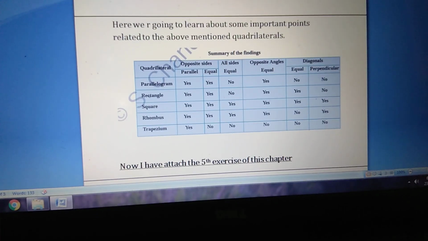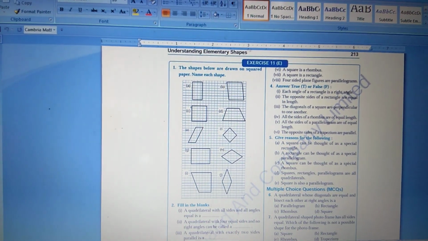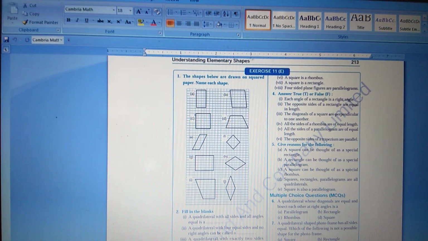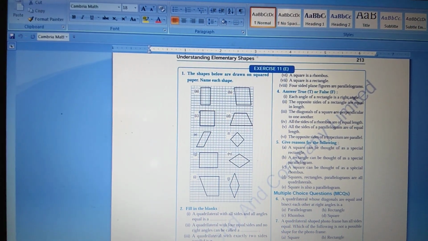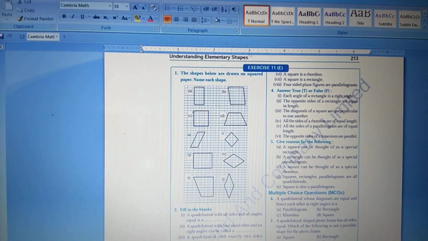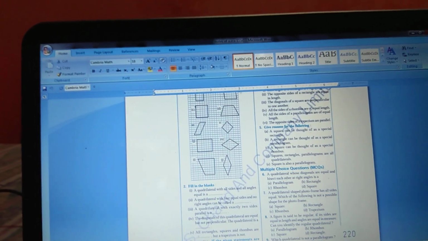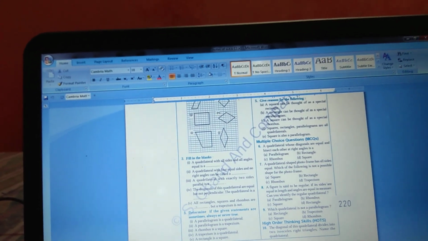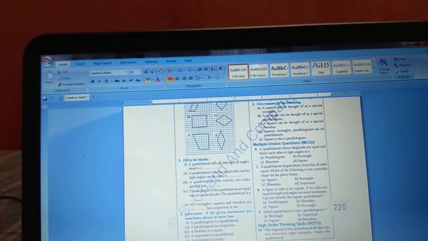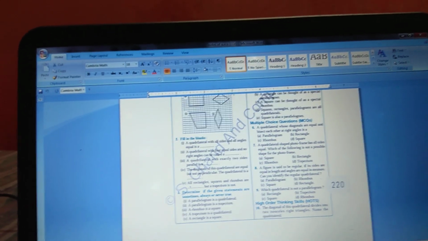Okay, now we will move to the exercise. In exercise 11E, question number 1, there are some figures drawn. You have to name the quadrilaterals. So I think if my explanation is clear, the students can do question number 1 by themselves. So question number 1 is left as homework. Now question number 2 is fill in the blanks. Read the criteria again and answer the fill in the blanks. So 1 and 2 go for homework.